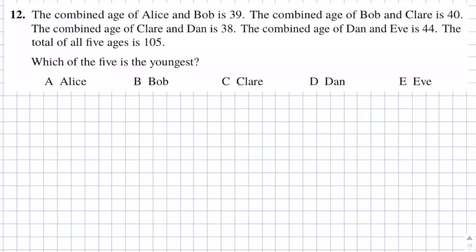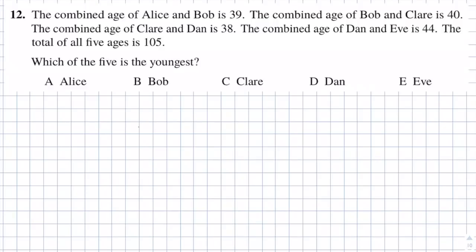Got answers as A is Alice, B is Bob, C is Claire, D is Dan, or E is Eve. Okay, so the way we can think about this question is we can write their ages as equations. So we can say Alice is A, Bob is B, Claire is C, Dan is D, Eve is E.